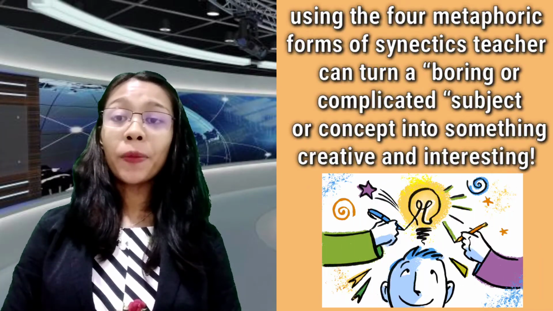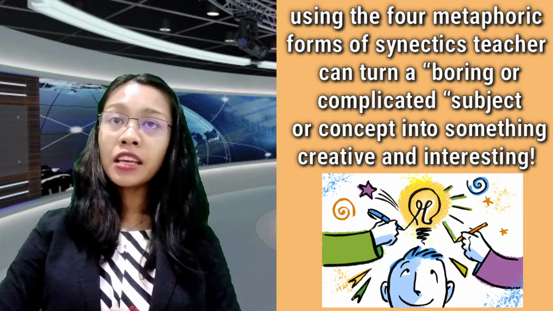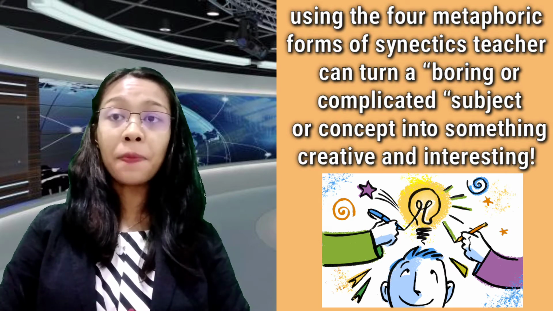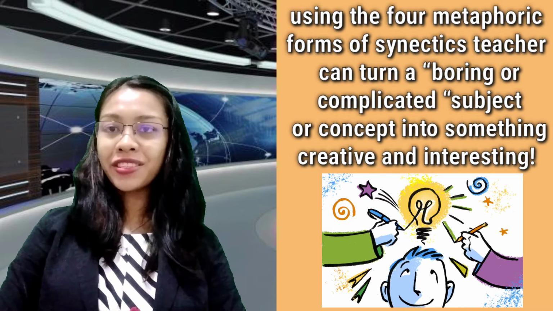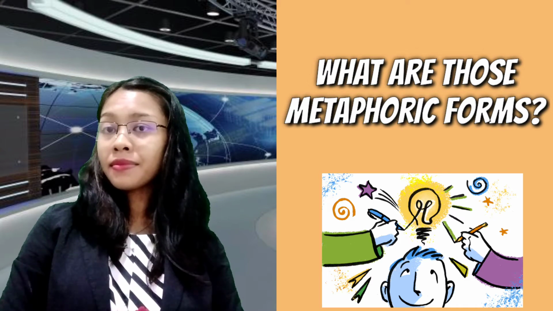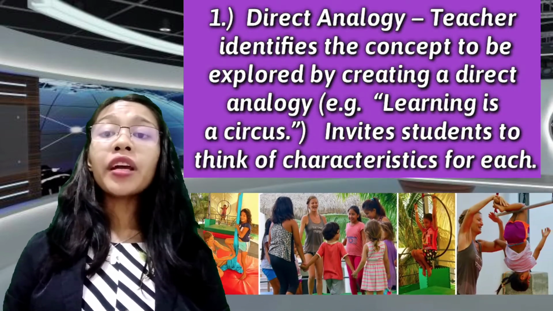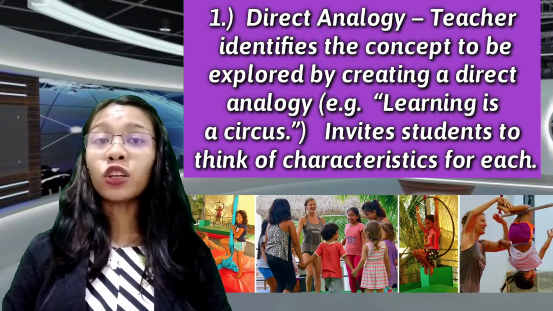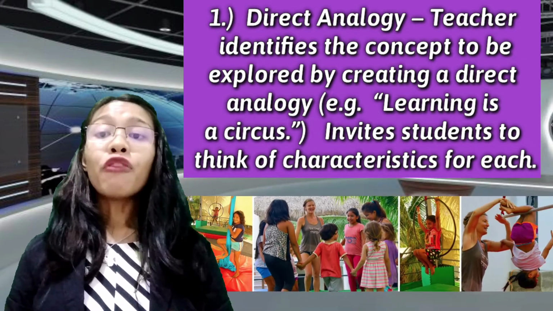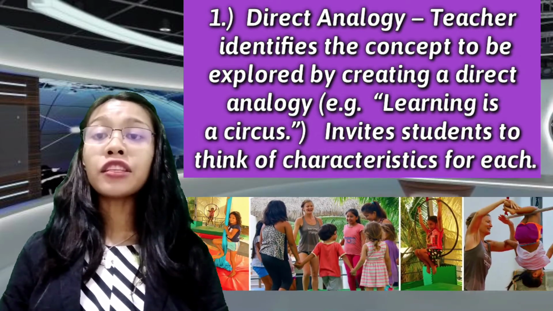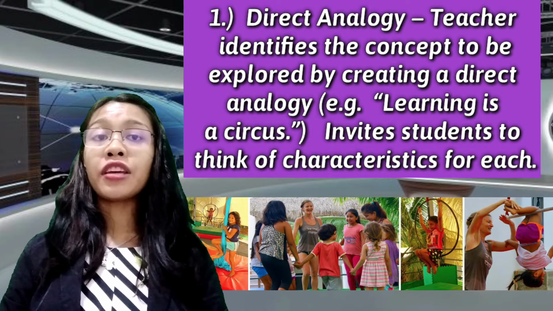By using the four metaphoric forms of synectics, teachers can turn a boring or complicated subject or concept into something creative and interesting. So, what are those metaphoric forms? Form number 1, direct analogy. The teacher identifies the concept to be explored by creating a direct analogy. For example, learning is a circus. The teacher invites the students to think of characteristics for each.